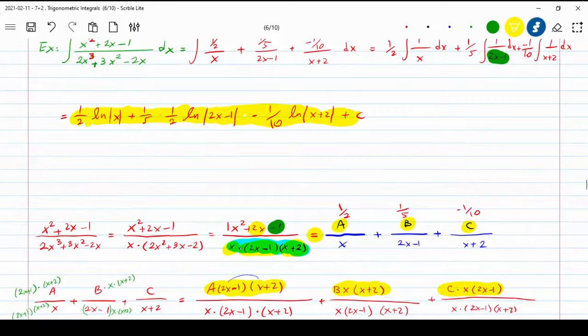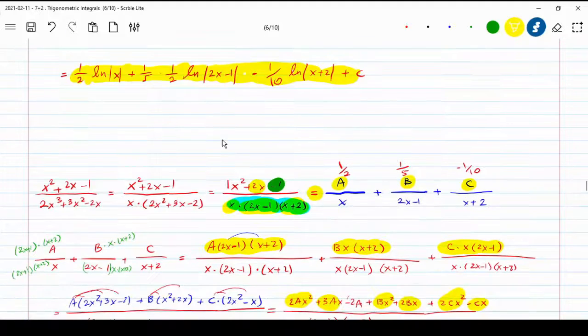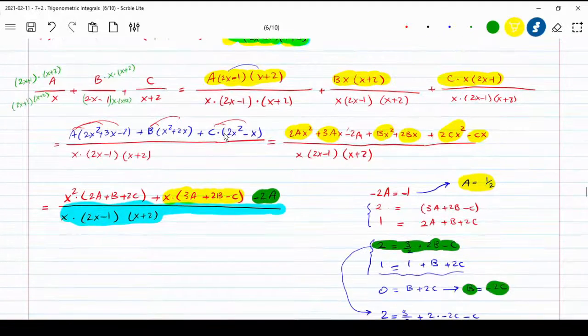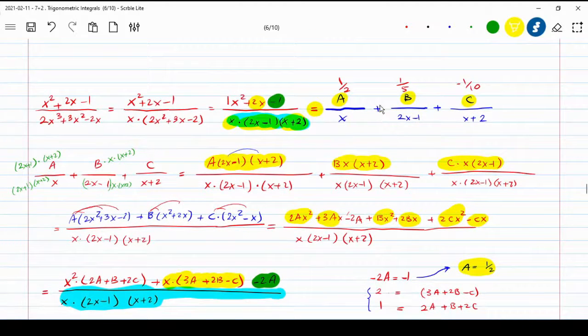Because if you had x times x, you would get x squared. That would be a quadratic. We will discuss that in a bit, but for this case, you can simply assume that the numerators are constants for a linear denominator.